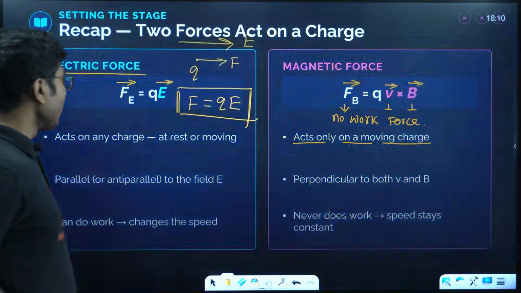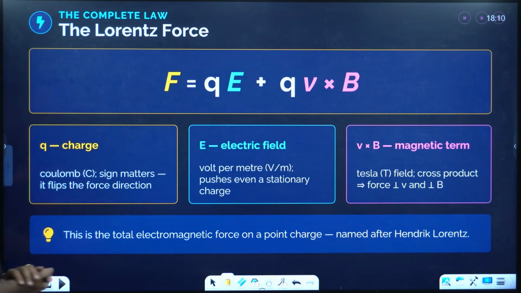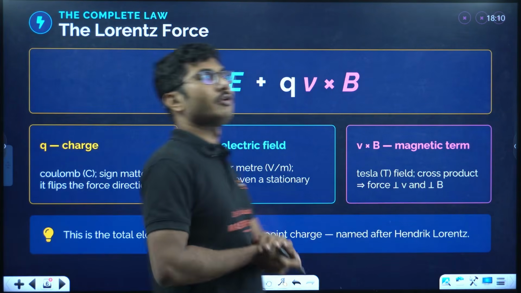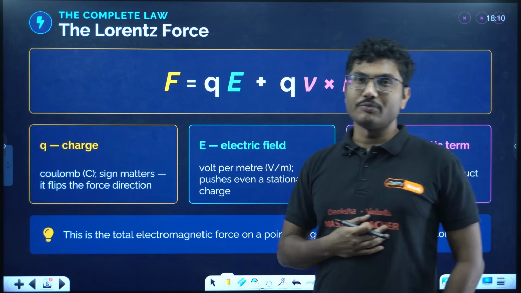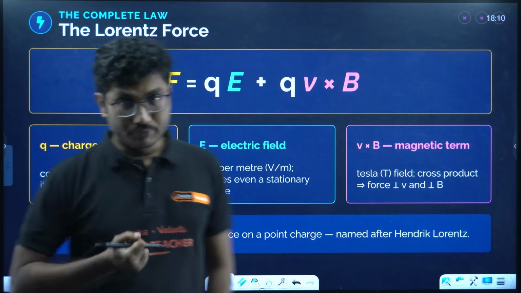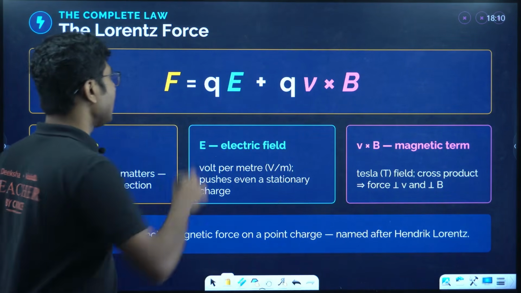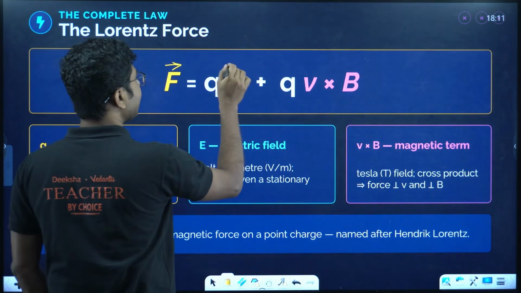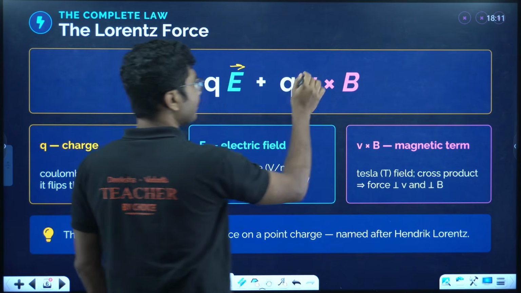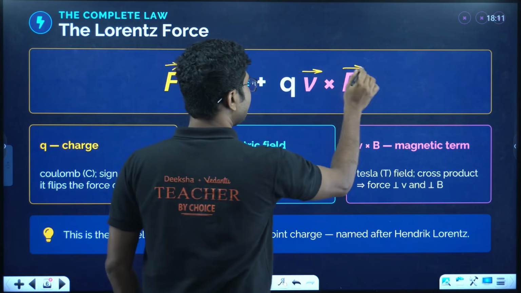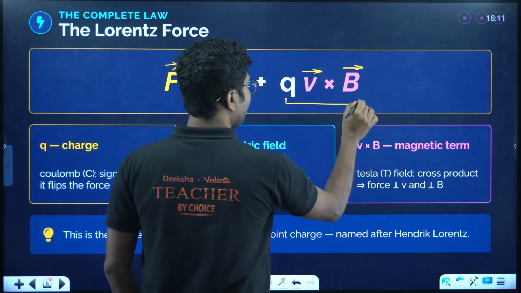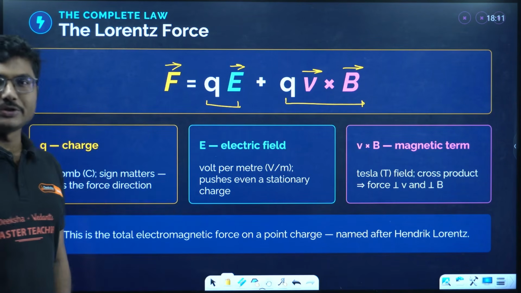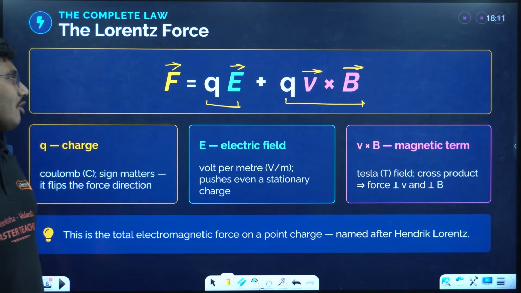Now let's move on with the next part. The Lorentz force. So what is Lorentz force? Lorentz force is basically when you take the electric component of force and the magnetic component of force, add them together and give it a name, that is called Lorentz force. This is the electric component of the force, this is the magnetic component of the force. You just add them using a plus sign. That is called Lorentz force.